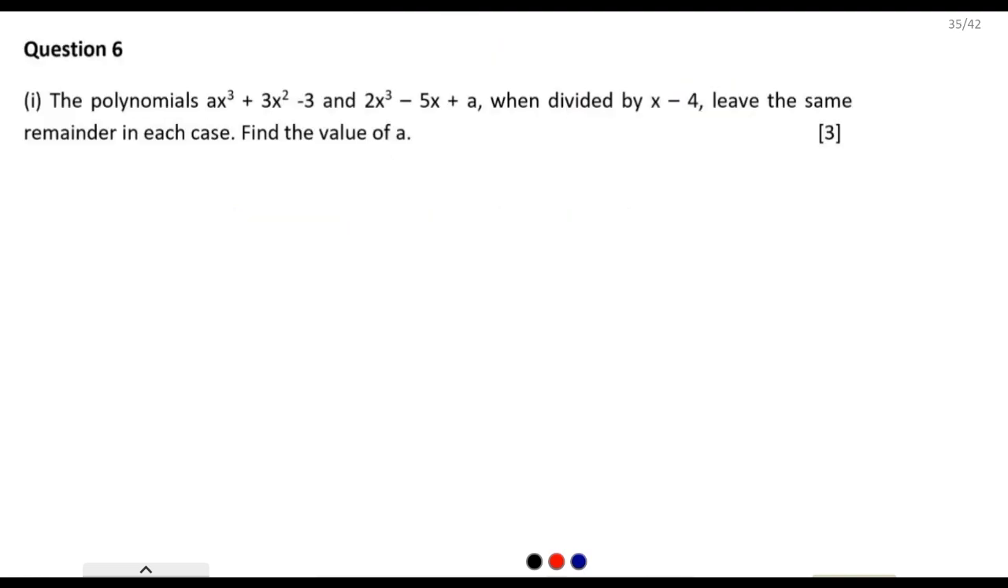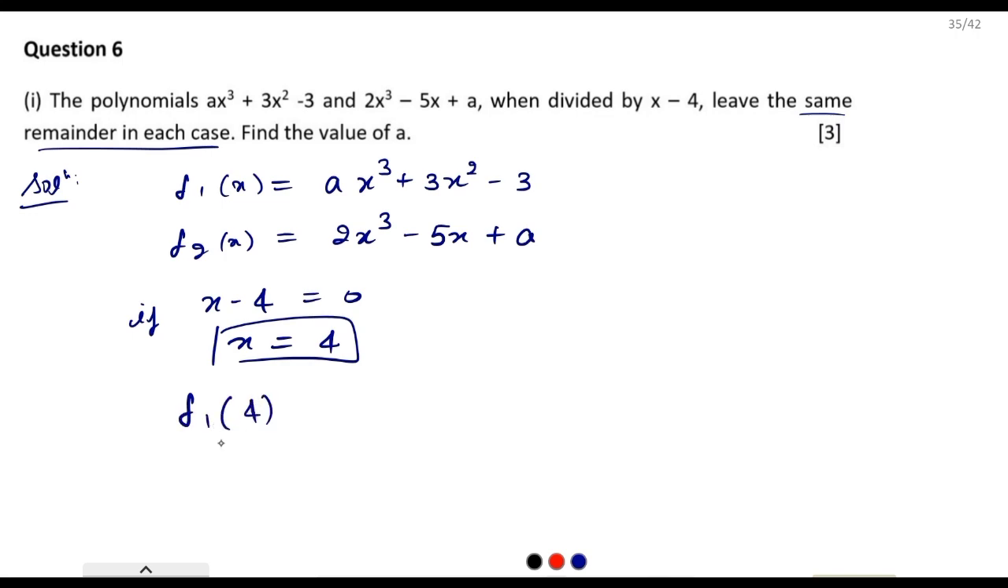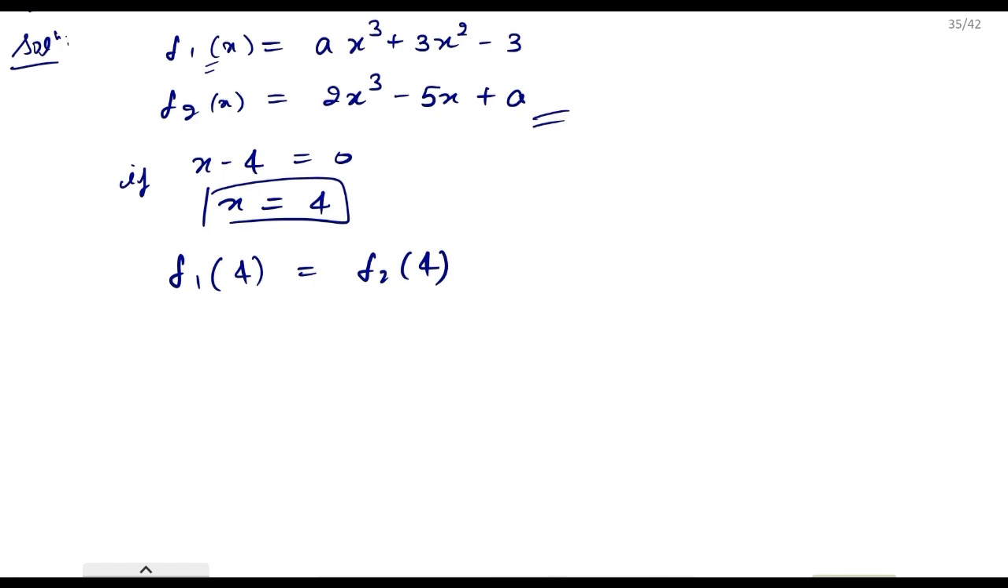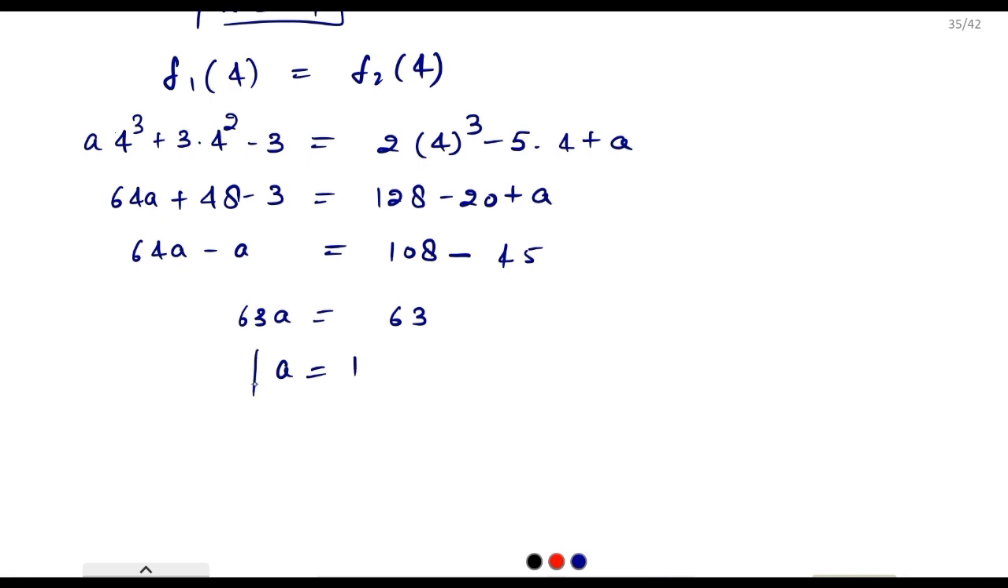Question number 6 part 1. Remainder और factor theorem का question है. Two polynomials are given and the divisor is x minus 4. If x minus 4 is equal to 0, then x is equal to 4 and given same remainder in each case. It means f1 of 4, the remainder when x minus 4 divides first polynomial, is equal to f2 of 4, remainder when x minus 4 divides second polynomial. A is equal to 1.